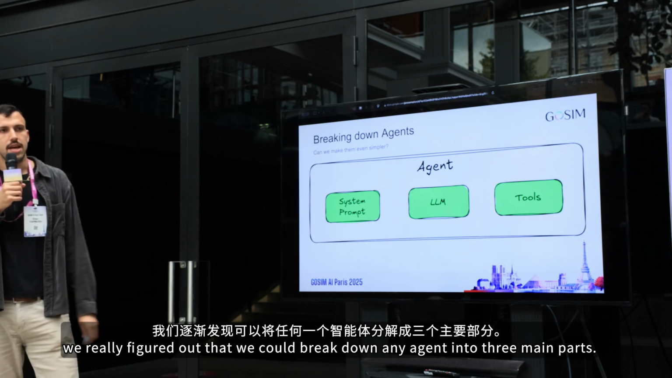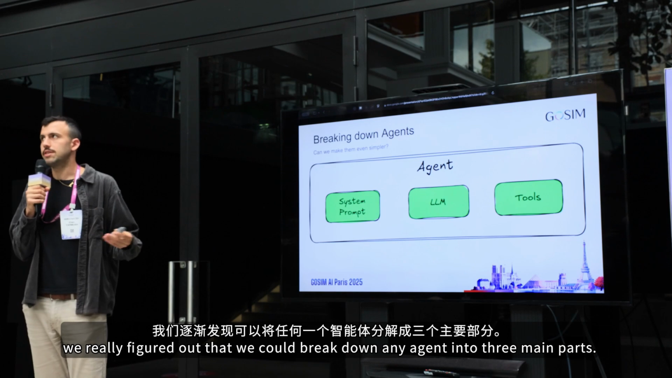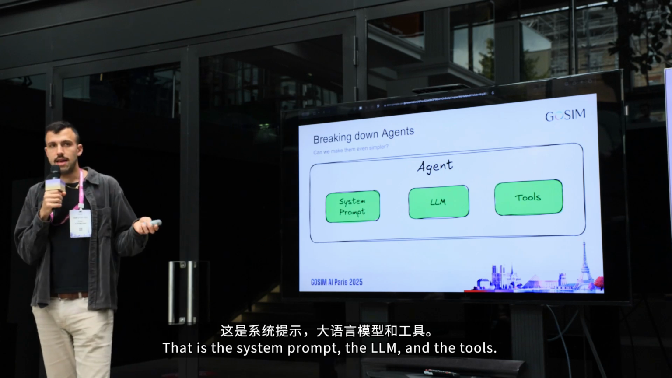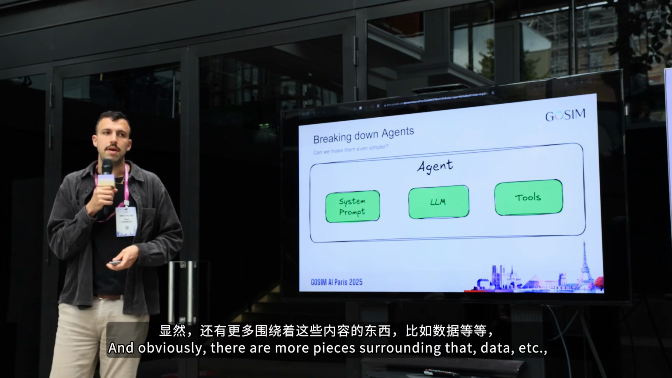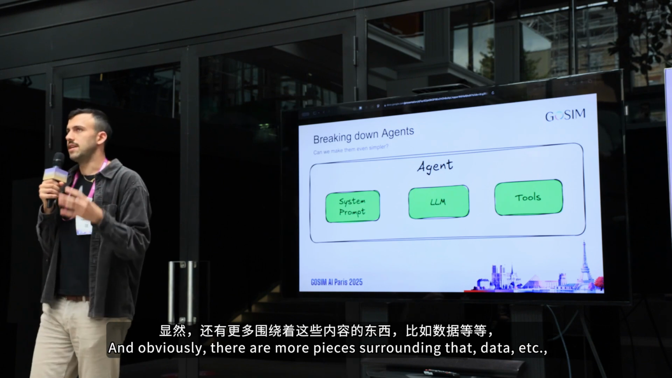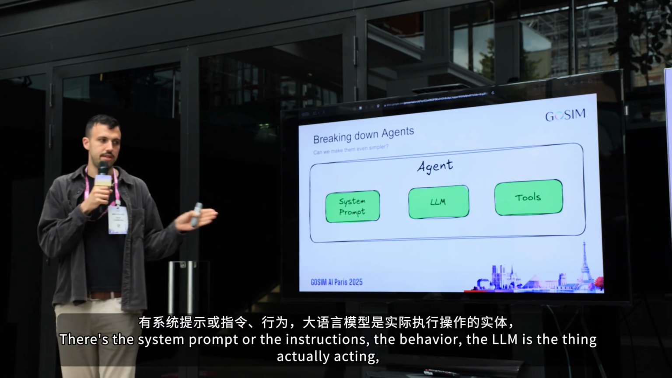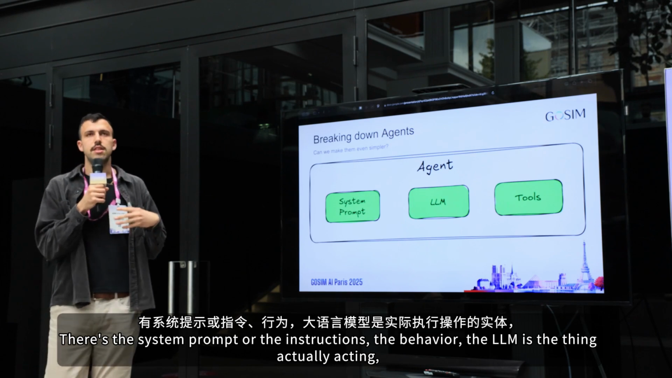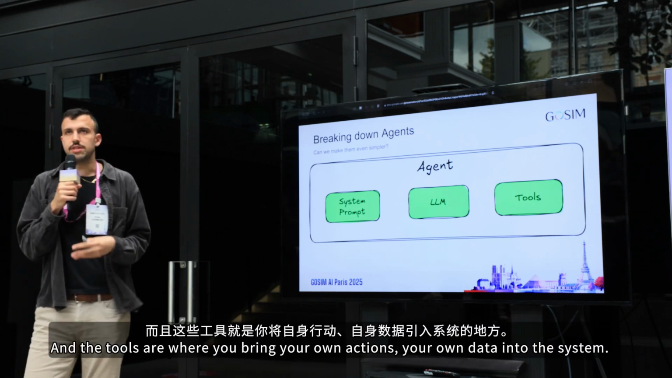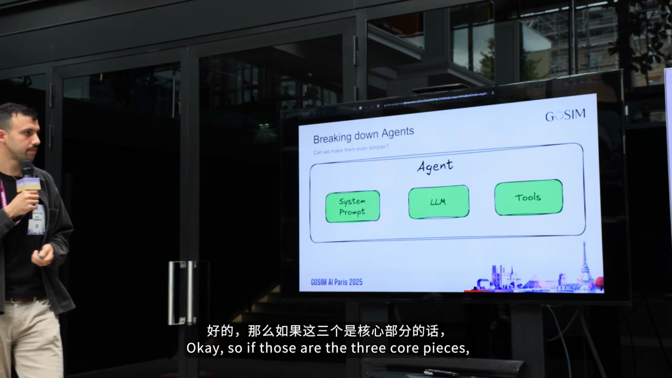And as we were doing that, we really figured out that we could break down any agent into three main parts. That is the system prompt, the LLM, and the tools. And obviously, there are more pieces surrounding that, data, etc. But I think that, at the end of the day, it's really these three things. There's the system prompt, or the instructions, the behavior. The LLM is the thing actually acting. And then there's the tools. And the tools are where you bring your own actions, your own data into the system.